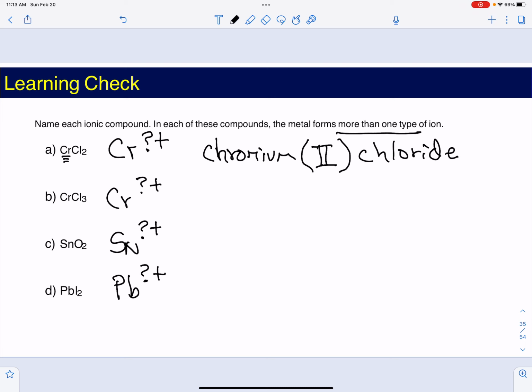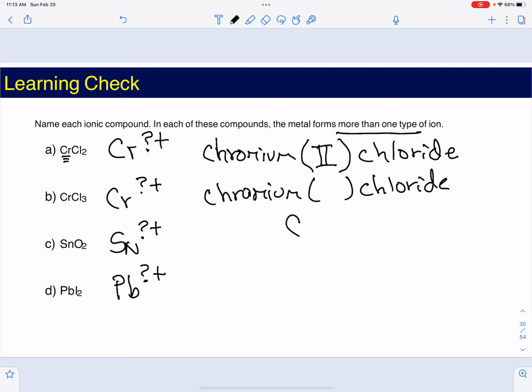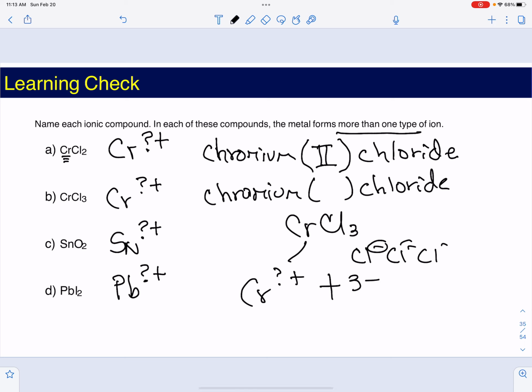The next one is going to be chromium also. I'm going to have to put the Roman numeral, and it's also going to be chloride. And if we follow the same logic, chromium, I don't know how much it is. Chloride, I know is negative, but there's 3 of them. So this has to be 3 negatives, all combined. So for this to be true, the chromium will have to be 3 plus. So 1, 2, and 3 plus. Let's do the next one.